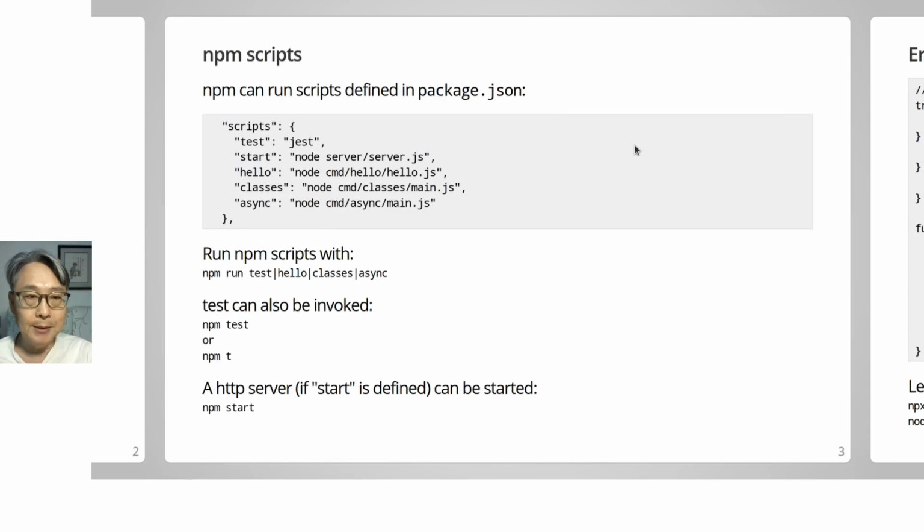npm scripts. In package.json, you can define scripts such as test, where jest is run, or start, where it runs a server, which we'll define later. So we can run npm scripts by issuing the command npm run test or hello or whatever, and there's a shortcut for test, npm t, and a shortcut for starting a server, npm start.